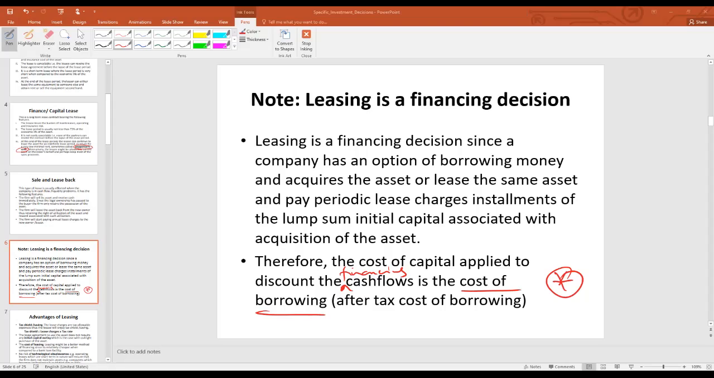If you're discounting the investment cash flow, discount them at the company cost of capital or the project cost of capital, not the cost of borrowing. But the project cost of capital. Clear, Brian?